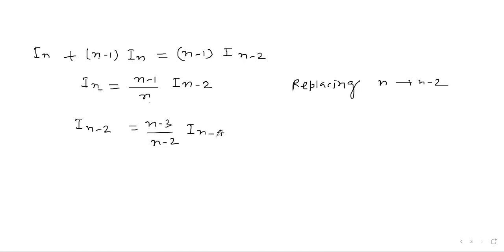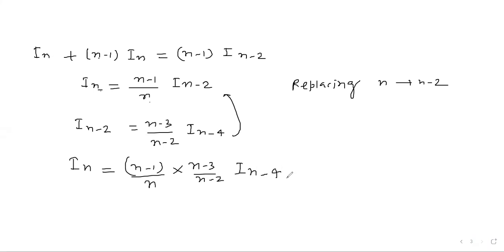Similarly, we can take other terms, but here we have got the value of I_(n minus 2) that we can put here. So we will get I_n equal to (n minus 1) upon n into (n minus 3) upon (n minus 2) times I_(n minus 4). So this can be generalized further. So we can take the value of n as even and odd.